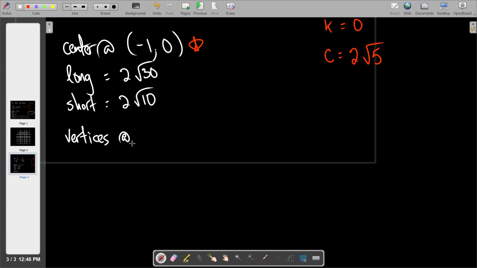And because it's a vertical ellipse, the vertices are going to be up and down, right? So who's changing? The Y is. So we know both of our vertices are going to start with -1, something, knowing that the X doesn't change.